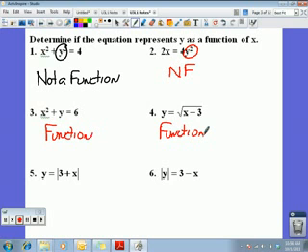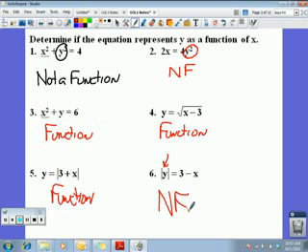Okay, 5, I have an absolute value, but it's not on my y. I don't have a squared on the y. I don't have a square root on a y, so this one's a function. And last but not least, number 6, I look at my y and I say, oh, it's got an absolute value on there, so it is not a function.